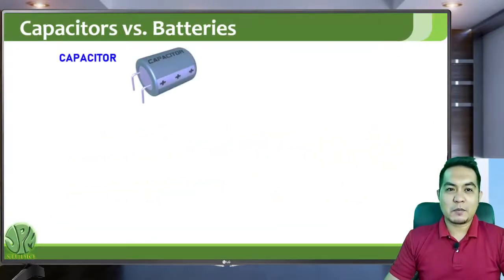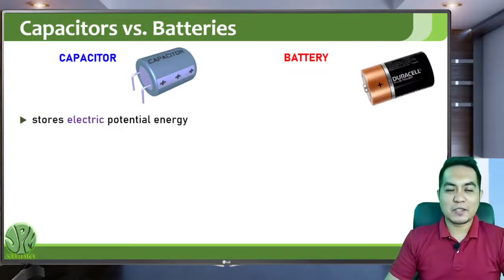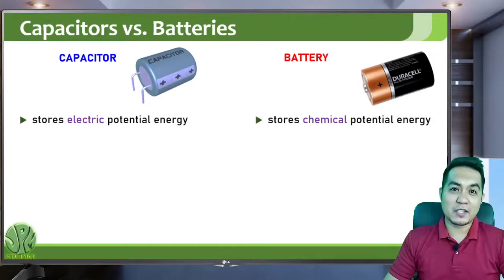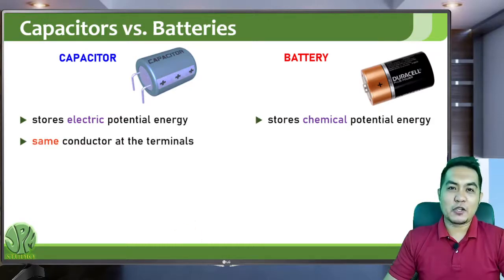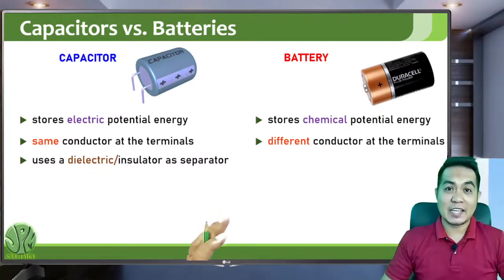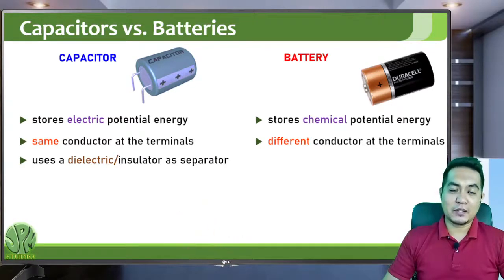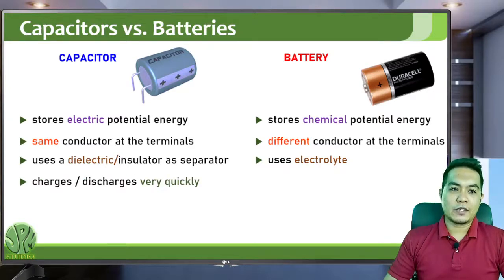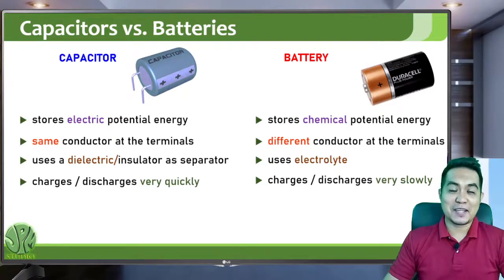What is now the difference between capacitors and batteries? A capacitor stores electric potential energy, while a battery stores chemical potential energy. A capacitor usually has the same conductors at the positive and negative terminals, but for a battery, they should be different. A capacitor uses a dielectric, which is another term for an electrical insulator, as a separator, but a battery uses an electrolyte. Ideally, a capacitor charges and discharges very quickly, but a battery must not charge or discharge very quickly. It should charge and discharge very slowly.